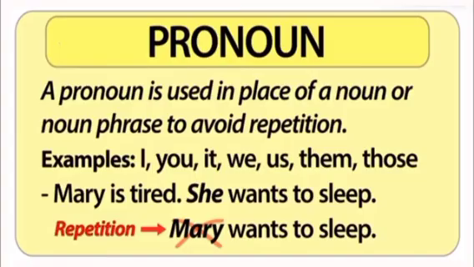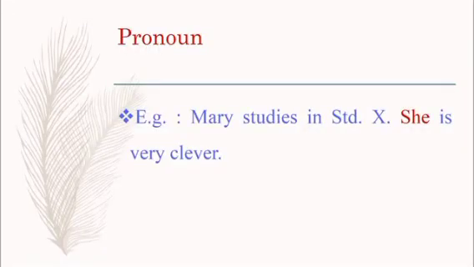A pronoun is used in place of a noun or noun phrase to avoid repetition. Examples: I, you, it, we, us, them, those. Example sentence: Mary is tired. She wants to sleep. For example, Mary studies in standard 10th. She is very clever. Here, she is the word used instead of the noun Mary, and it is a pronoun.